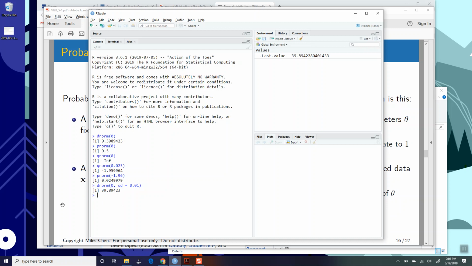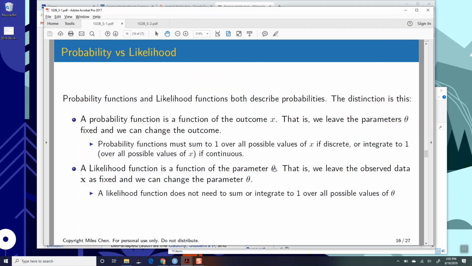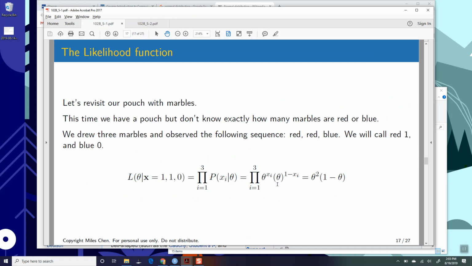However, integrating a likelihood function across all possible values of theta will not necessarily give us a value of 1. It will never be bigger than 1, but it won't necessarily be 1. So anyway, we're going to revisit this thing.